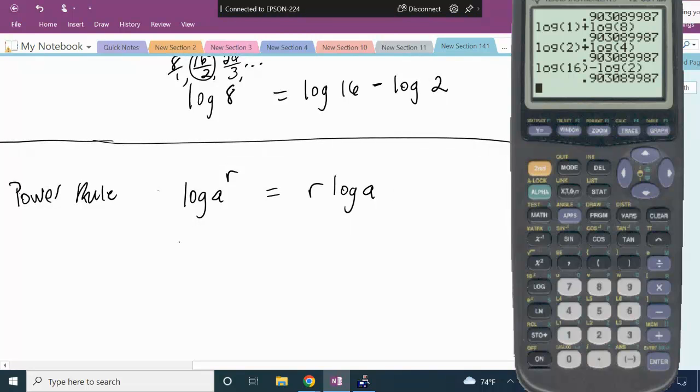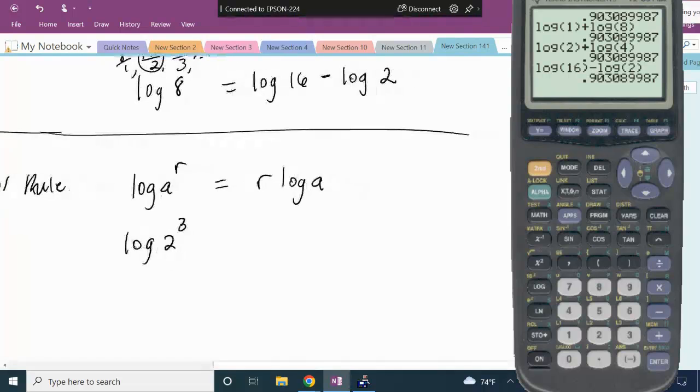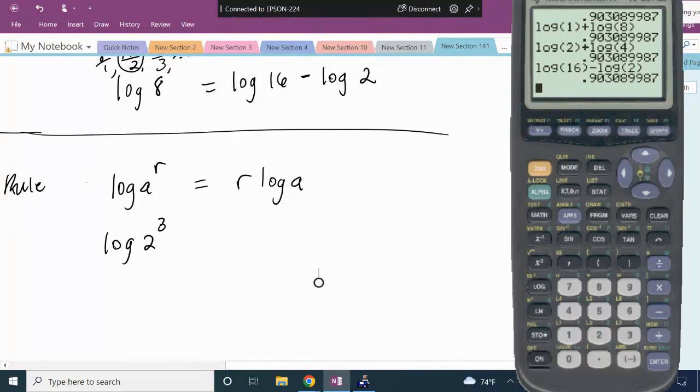So I'm going to take the same log of 8. But instead of writing 8 as 8, I'm going to write 8 as 2 raised to the third power, because 2 raised to the third power is 8. So now if this power rule is true, I can take the power, which is 3, and write that as a multiplier.